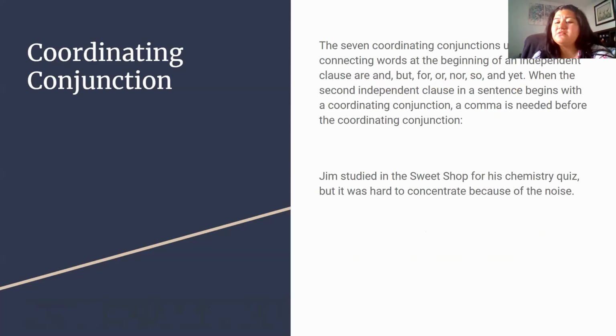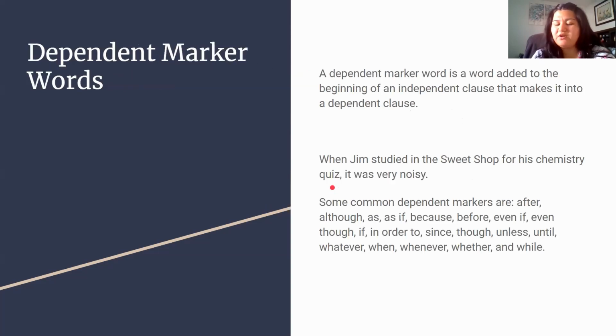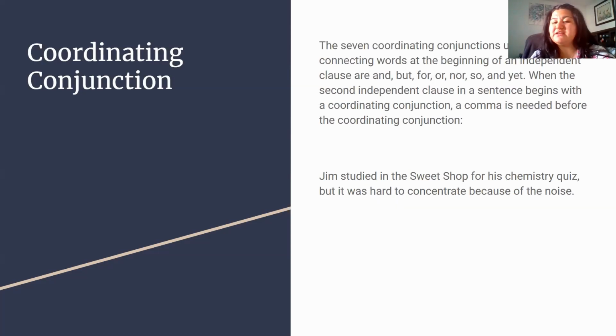When the second independent clause in a sentence begins with a coordinating conjunction, a comma is needed. So as you saw before, it also had a comma to bring those two together. So this is pretty much what it's letting you know.